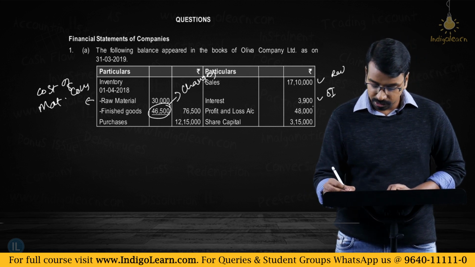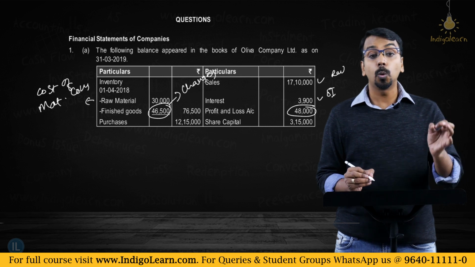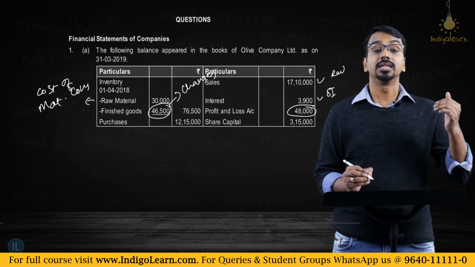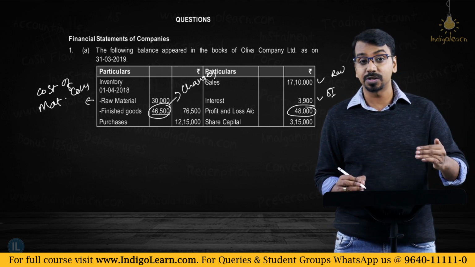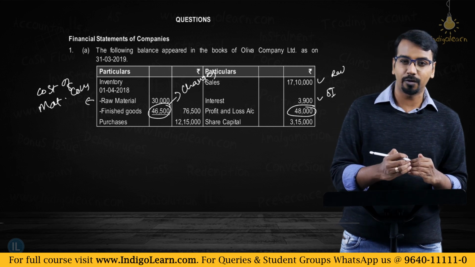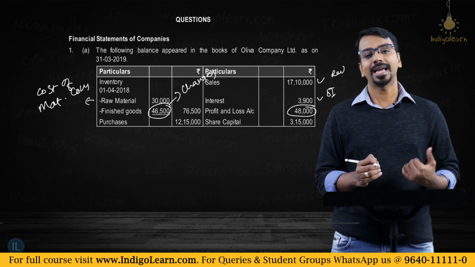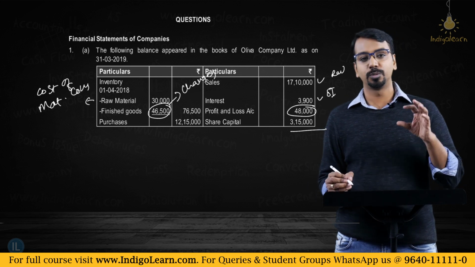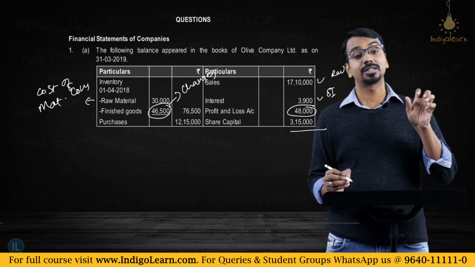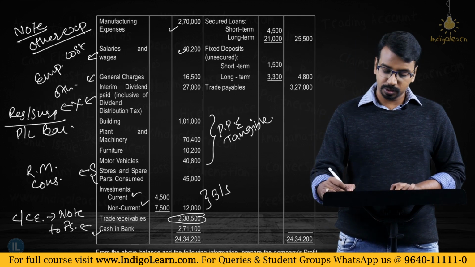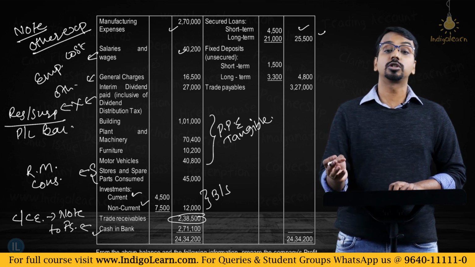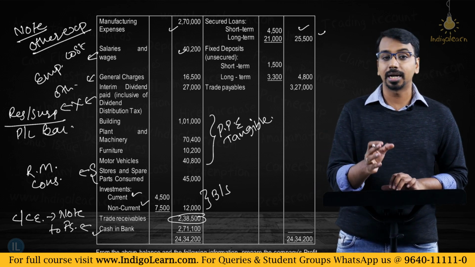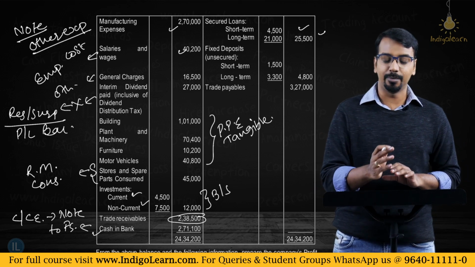Then this profit and loss account 48,000 is nothing but the opening balance of profit and loss account. This you will show it under reserves and surplus. To this you will add current year profit and you will deduct the dividend and dividend distribution tax. Share capital, this is to be shown under share capital under shareholders fund. Then you have secured loans, short term, long term, you will show them appropriately under non-current liabilities and current liabilities.